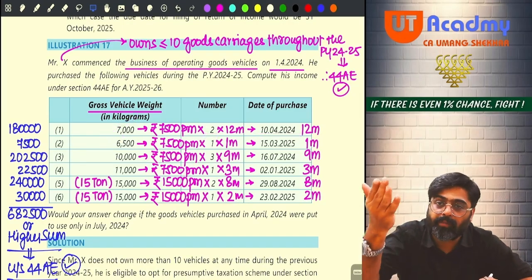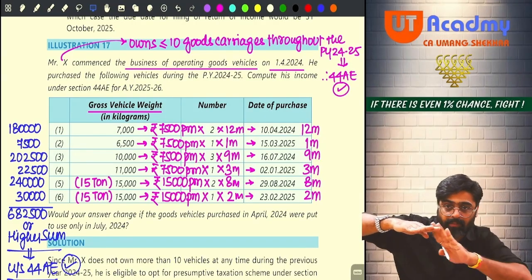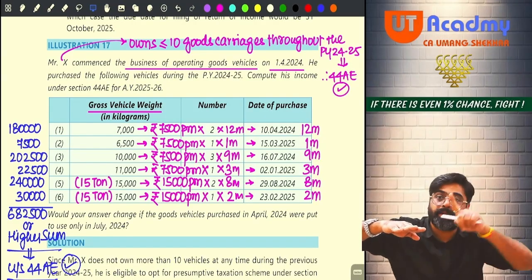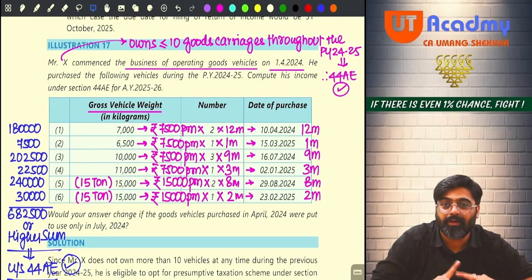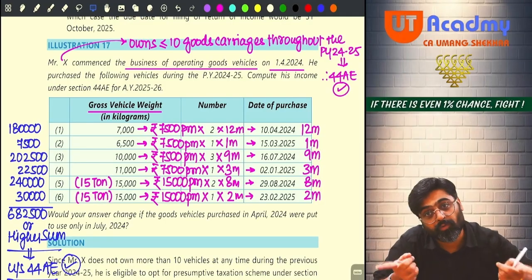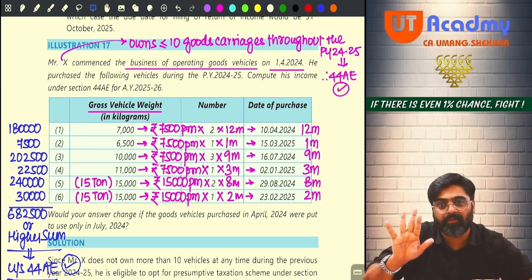Wait. If you buy any vehicle on 10th of April 24, you become the owner in the month of April. So from 10th April to 31st March, you are the owner for 11 months and 21 days. Don't count 11 months and 21 days, count the full 12 months, because in the month of April you became the owner, no? Count the full April month also.